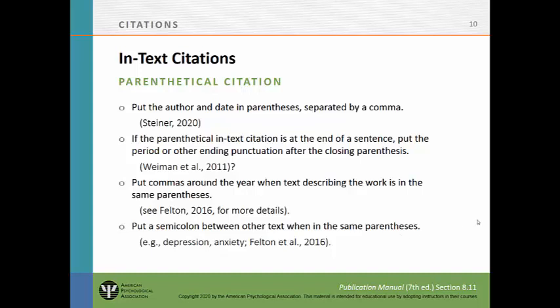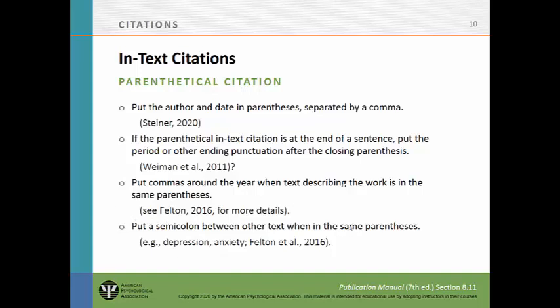Okay, let's talk about formatting your parenthetical citations. Put your author and date in parentheses, separated by a comma, like I said. You put the parenthetical citation at the end of a sentence usually, and you put any punctuation after the closing set of parentheses. So you have an example there: Wayman et al., close parentheses, question mark. If you're putting your in-text citation in the middle of your sentence, then you put any sort of commas or semicolons or anything after your citation. If you're describing your work in parentheses already, then do not put parentheses inside parentheses.